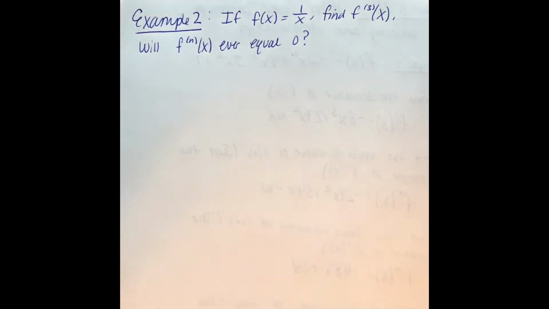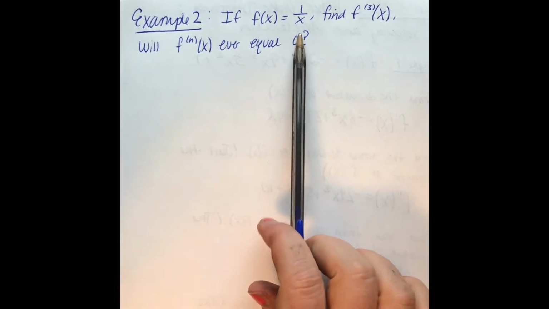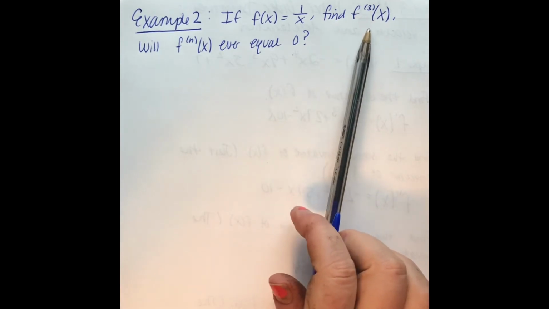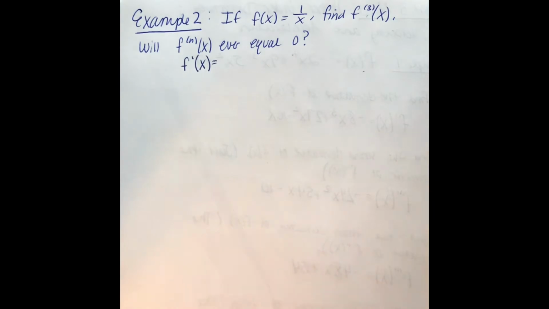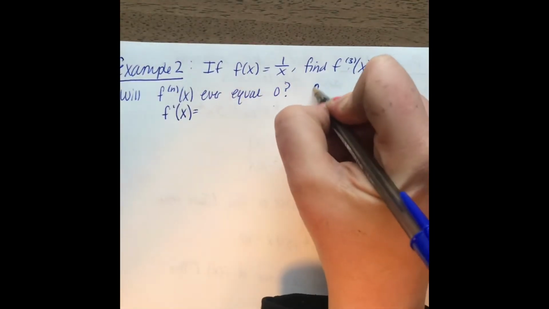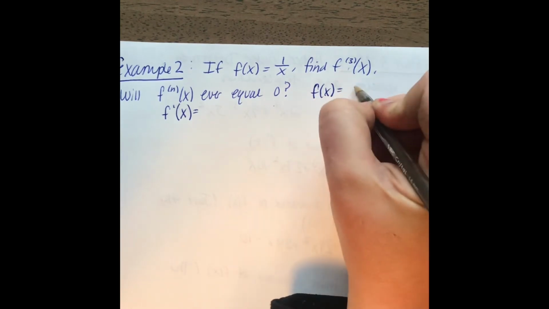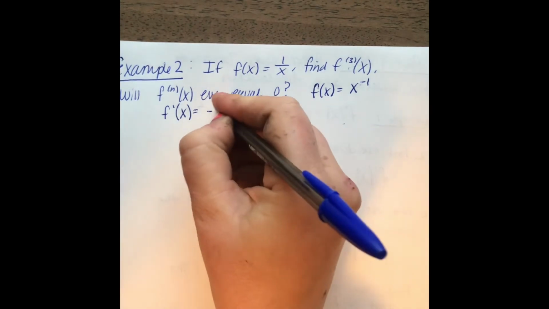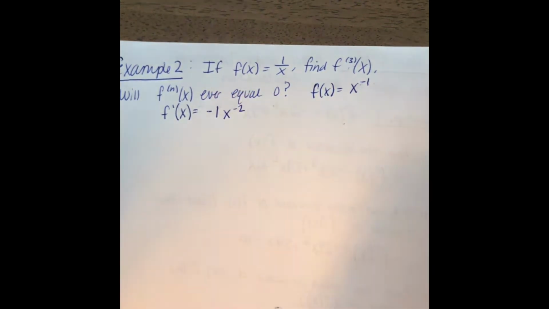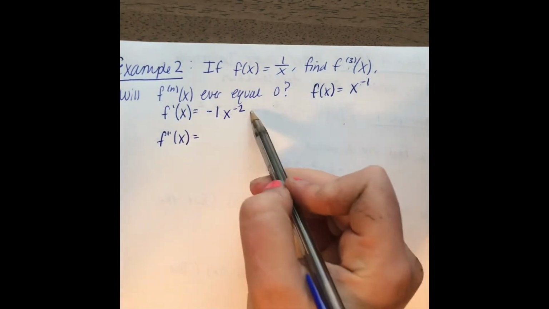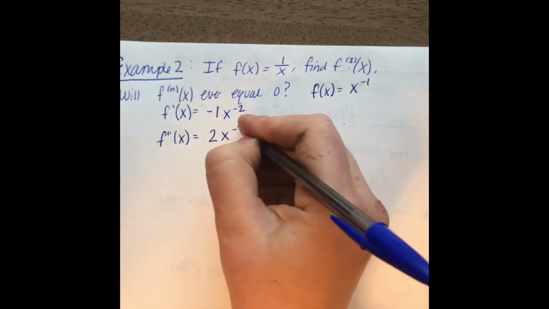Example number 2, or just another application of it. If we have f of x is equal to 1 over x, find f the second of x. So we first have to find f prime of x. I'm going to change f of x so it's read as x to the negative 1. So f prime of x using the power rule, negative 1, x to the negative 2. F double prime of x, again the power rule, 2, x to the negative 3.